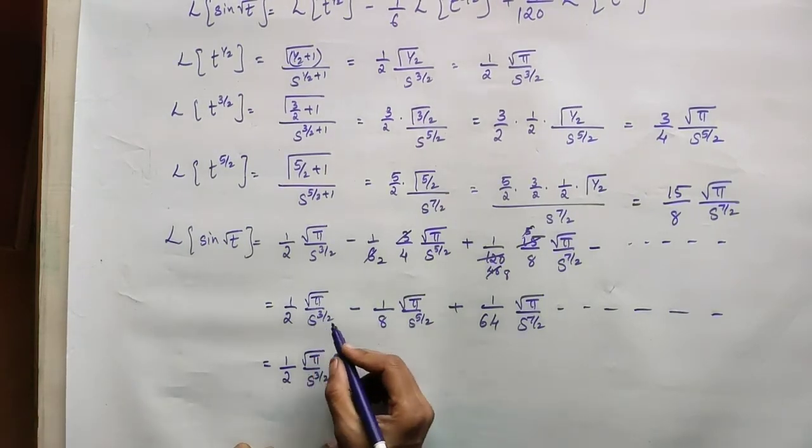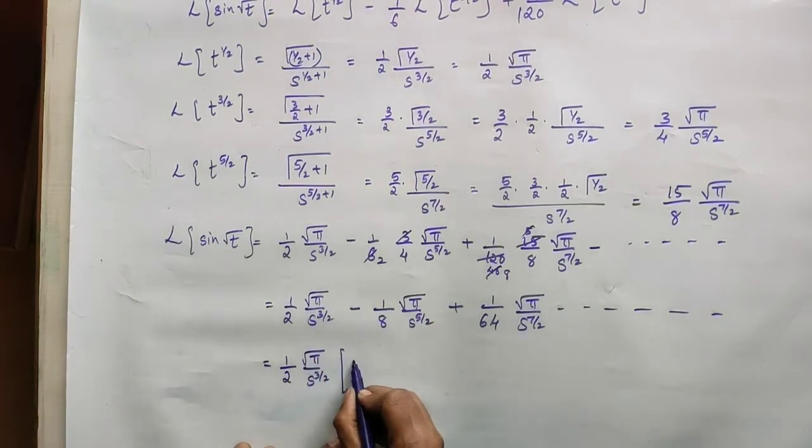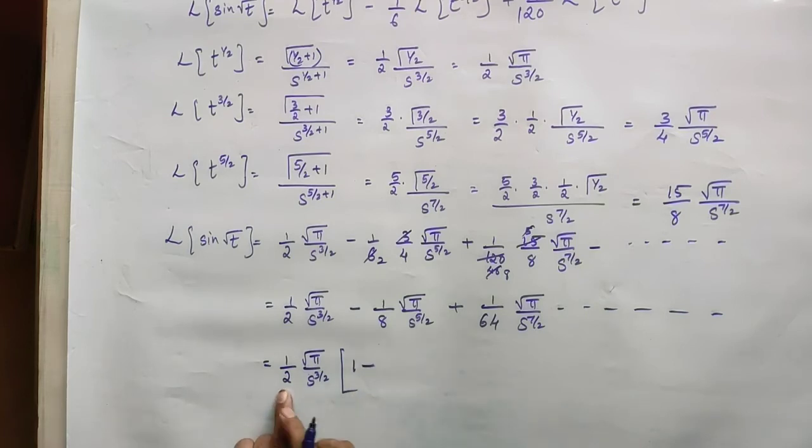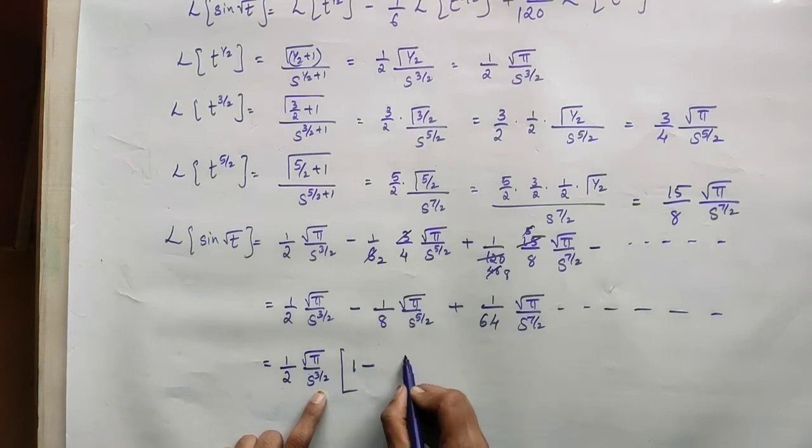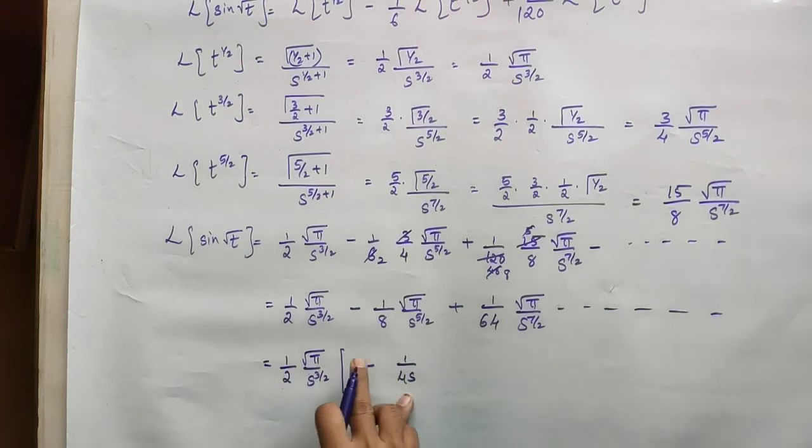What are you left with? You have taken everything outside from here, so it will become 1 over here minus. You have taken already 2 outside, root pi is also outside, and s to the power 3 by 2 you have taken out. So what are you left with? 1 by 4s. Yes or no? So 2 is taken out, 2 4s are 8, 3 by 2 into s to the power 1, so it will be s to the power 5 by 2, right?